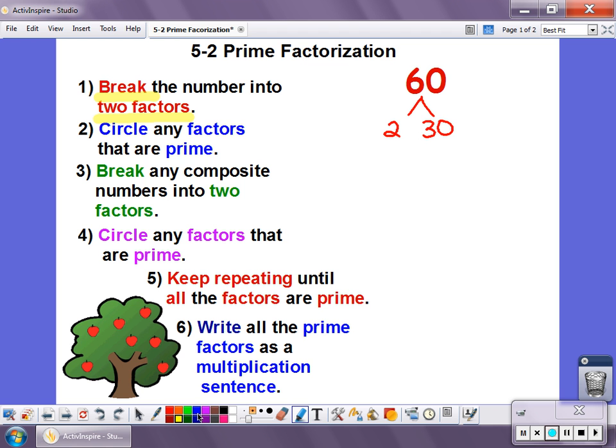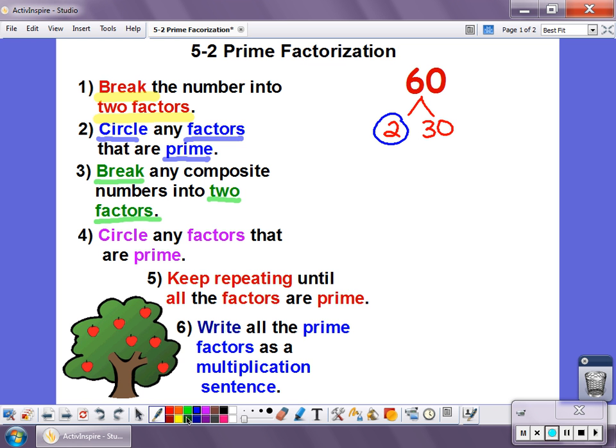Now step number 2 is that we're going to circle the factors that are prime. So when I break it into these two factors, sometimes I'll get a number that's prime, like 2 is a prime number. 30 is not prime yet, so I'm not going to circle it. But the idea is we want to break this down into just our prime factors, so we're going to circle them once we know they're prime because I'm not going to do anything with them. Now any number that's not prime is going to need to be broken apart again.